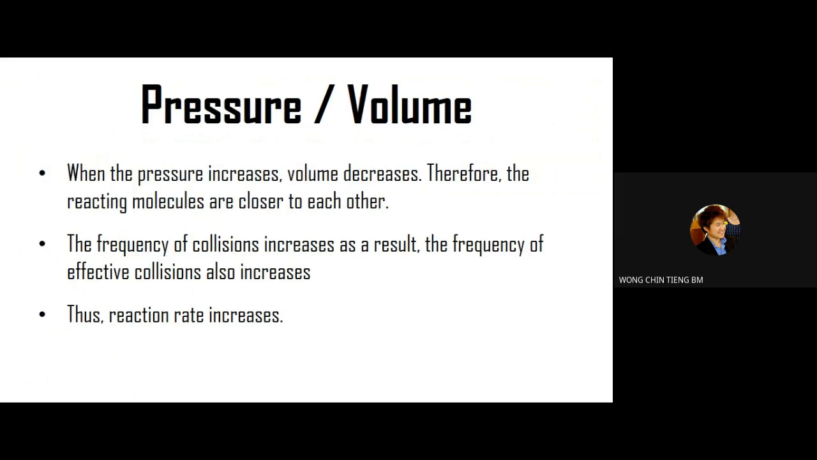Pressure, volume. Okay, kat sini we are changing the pressure and volume. Next question. Pressure and volume relationship. Go. Inversely proportional. Pressure increase, volume decrease.